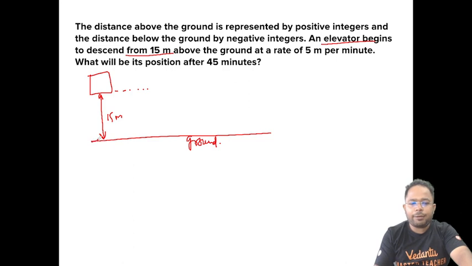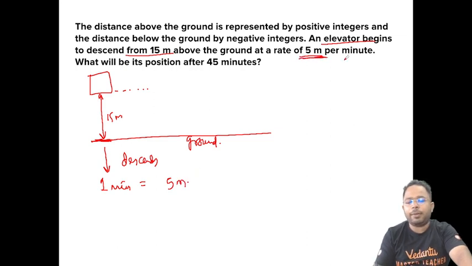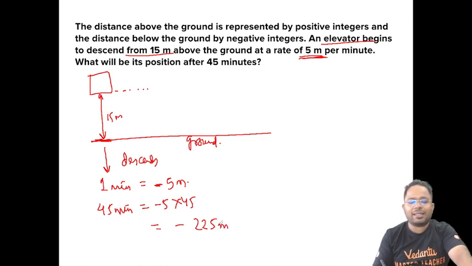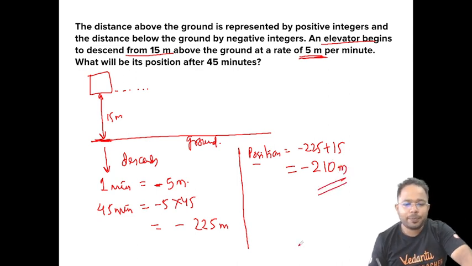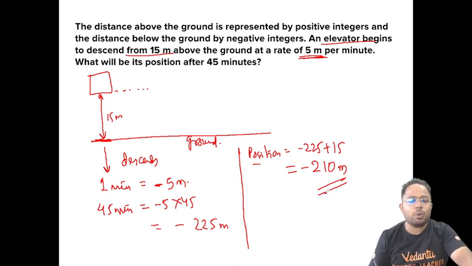Now let's say from here it descends. In 1 minute it goes 5 meter, 5 meter per minute. So if it is descending, let's take a negative sign, so in 45 minutes, minus 5 into 45, how much distance will it cover? Minus 225 is the descent. But as it started from 15 meter above, in total with positive 15 here, we'll get minus 210. So finally we are getting minus 210 meter.